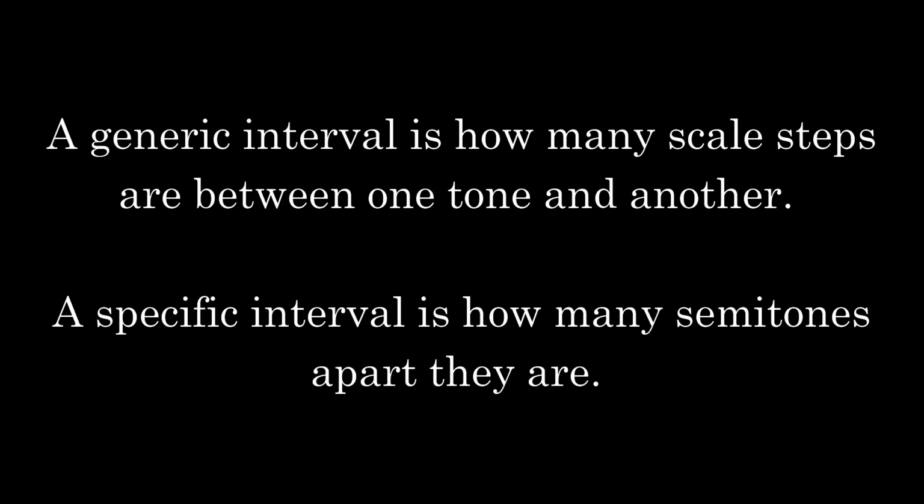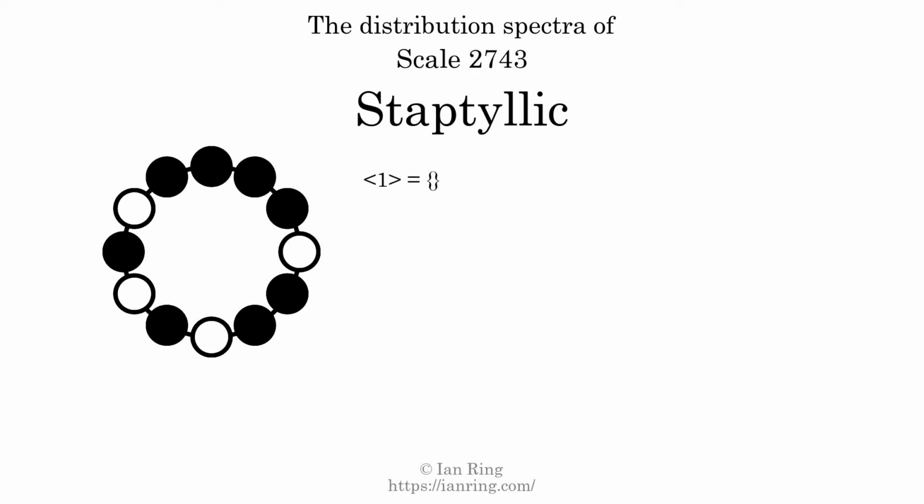A specific interval is how many semitones apart they are. The generic interval of one scale step comes in two different specific interval sizes, 1 semitone and 2 semitones. The spectrum width of this generic interval is the highest, 2, minus the lowest, 1, which equals 1.